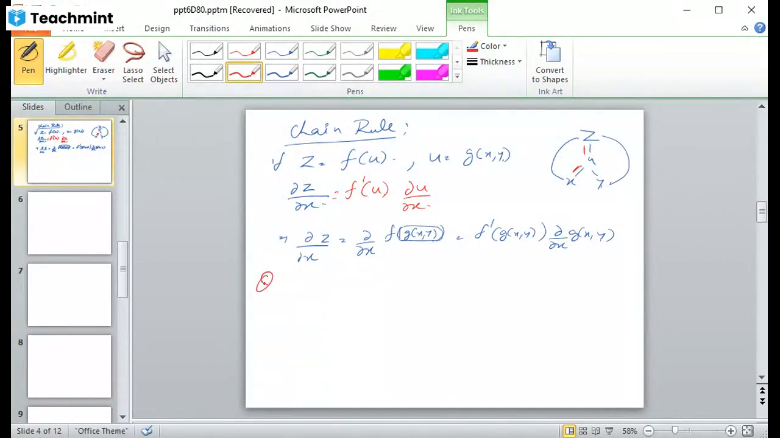Let us consider an example to understand this concept. Suppose the question is: find the first order partial derivatives of the function f of x y is equal to e raised to the power x upon y plus e raised to the power z upon y.